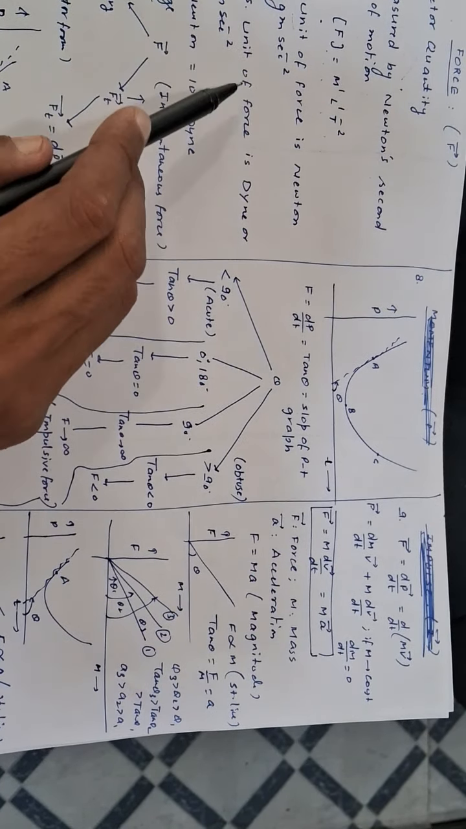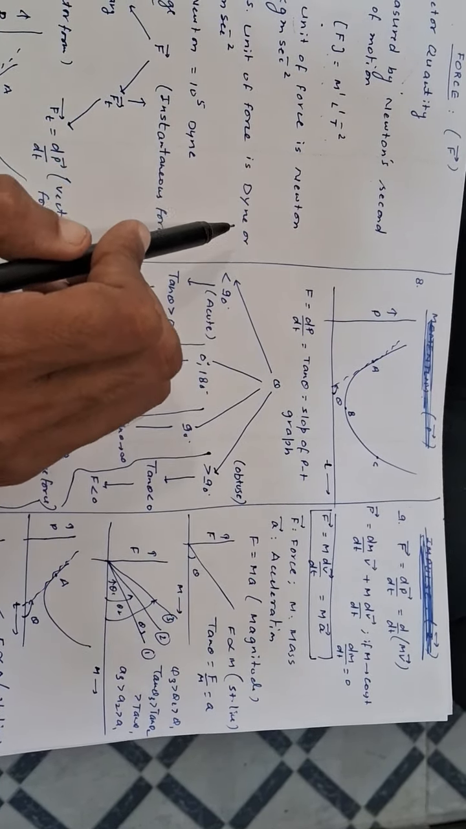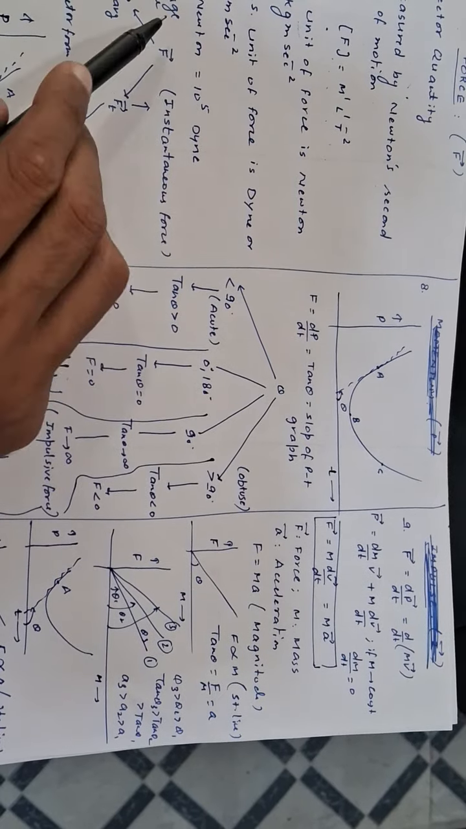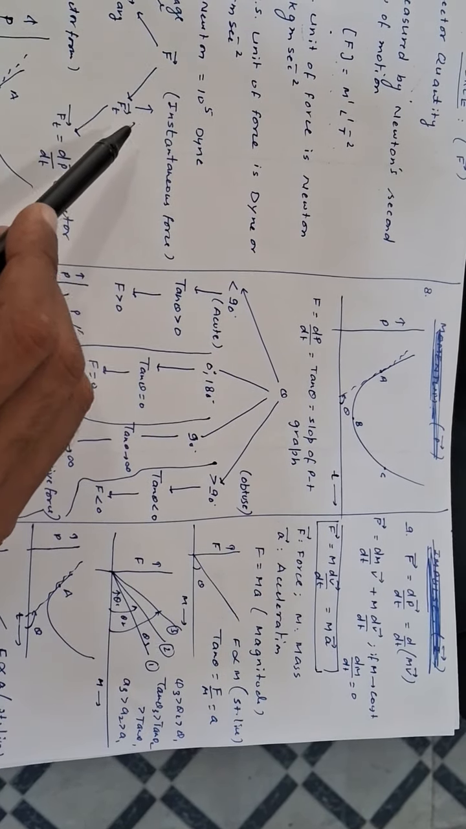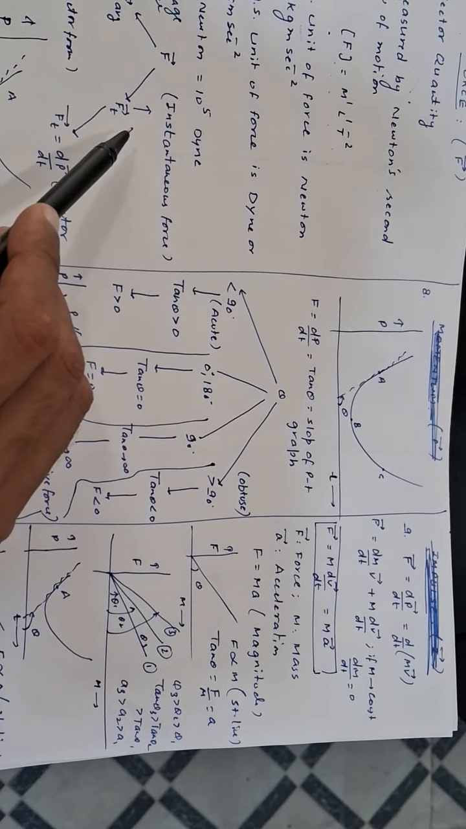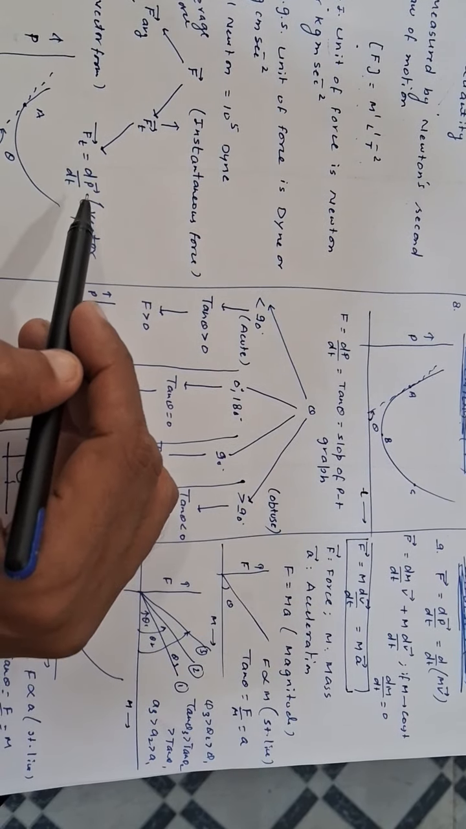Fifth point is its CGS unit is Dyne or gram centimeter second minus 2. Sixth point is 1 Newton is equal to 10 to the power 5 Dyne. Seventh is we can categorize force as average force and instantaneous force. Average force is change in momentum per unit time in vector form, and instantaneous force is differentiation of momentum with respect to time.